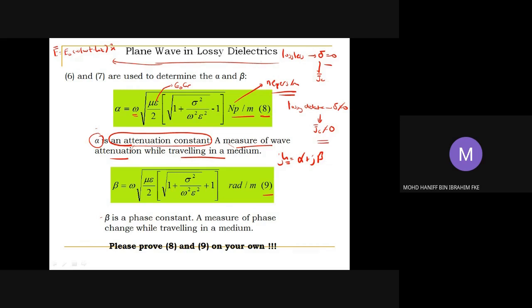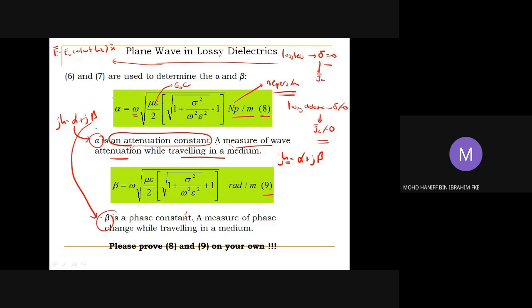So basically, in the lossy dielectrics, the k, which is the phase constant, is now separated or divided into two different parameters. The first one is the alpha, which is the attenuation constant. The second one is the beta, which is the phase constant. From the jk just now, which is alpha plus j beta. Yeah, alpha is the attenuation constant and beta is your phase constant.